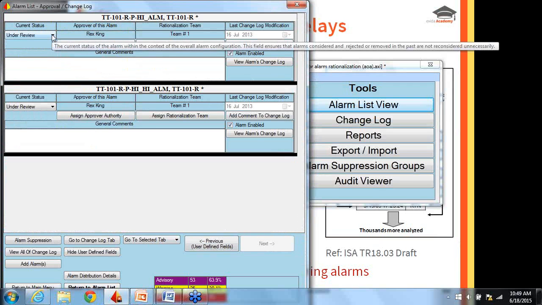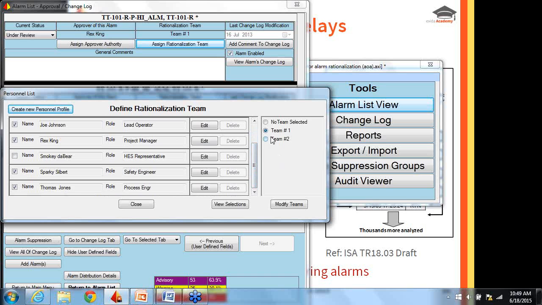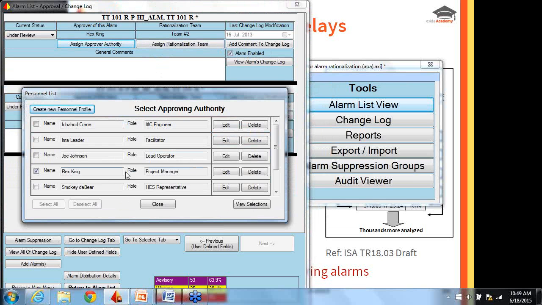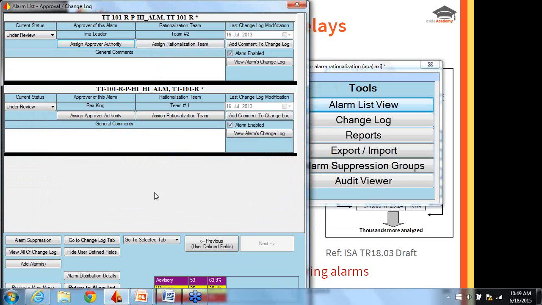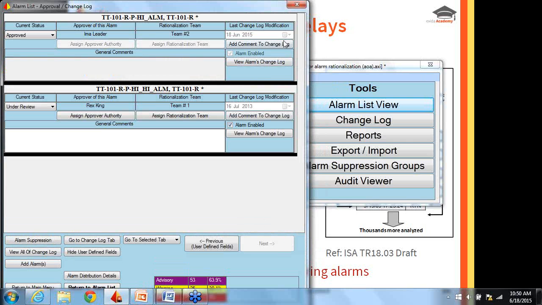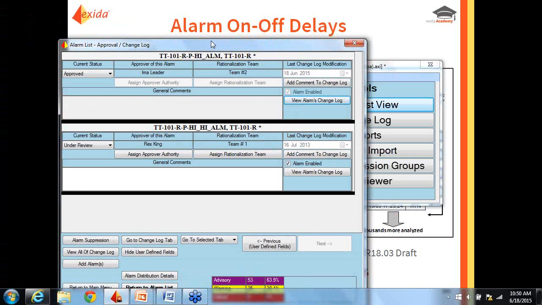So now we are going to complete the rationalization. We're going to indicate the team that was involved in this. So here's the list of people that were involved. We're actually going to say that it was team number 2 that took place. We're going to pick who the approver is, and it's going to be this leader person. So now we're going to say that this alarm is actually approved because the team has gone through this systematic rationalization. We're going to enter a comment to document what we have done, and then that is added to the alarm's change log, which is a history of everything that's happened to the alarm. So any change in status or manually added changes related to specific attributes. So now we've completed the rationalization of these 2 alarms.